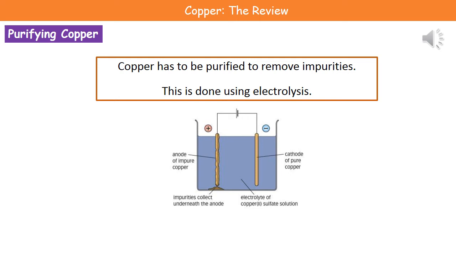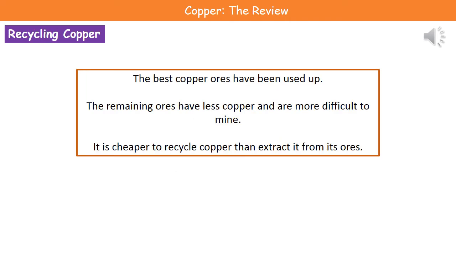So I've given you the diagram down there that shows us how it works. We've got those two electrodes, one positive, the other negative. Negative one being the cathode, positive one being the anode. That's connected into an electrical circuit. We've got our electrolyte, which is basically a solution of our copper sulfates, and then what we're going to do is pass electricity through that, and as a result we get pure copper forming on the cathode, and the impure copper anode is then broken down with the impurities collecting underneath it.